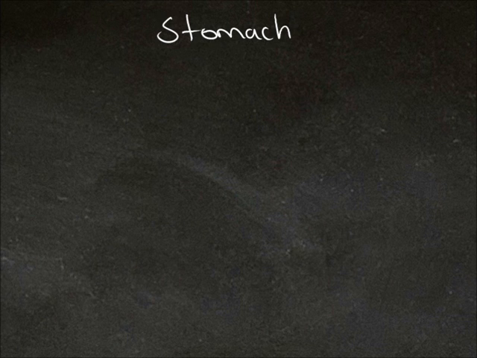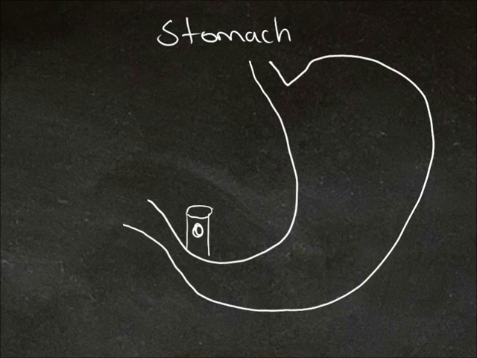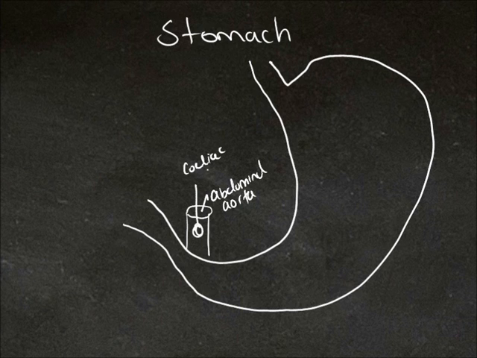Let's move on and do the blood supply of the stomach. Here is the abdominal aorta. And here is the celiac trunk. The first branch of the celiac trunk is the common hepatic artery.